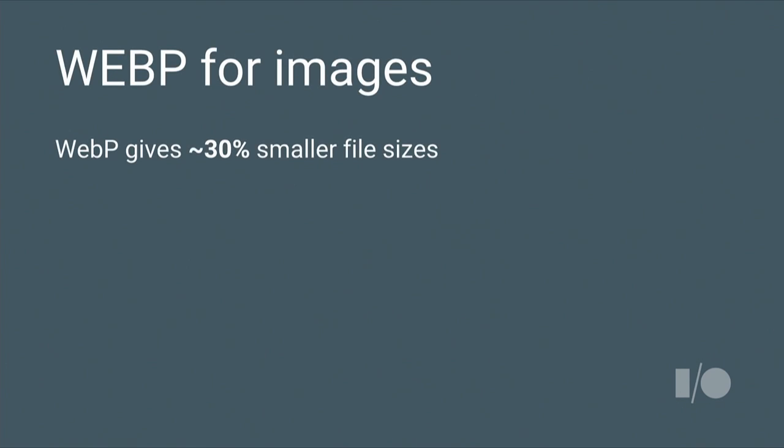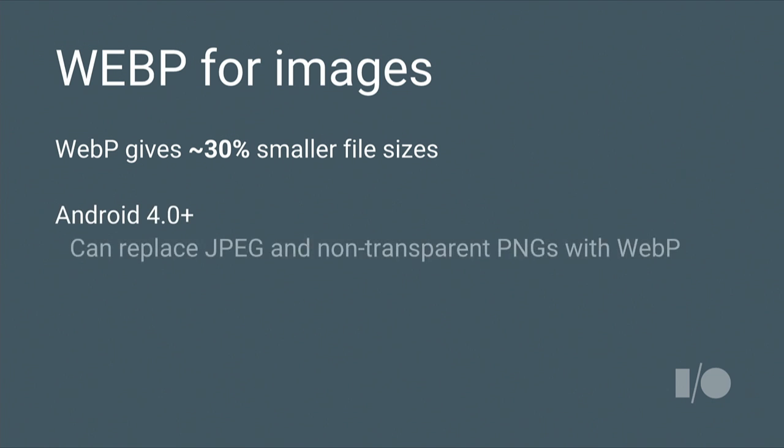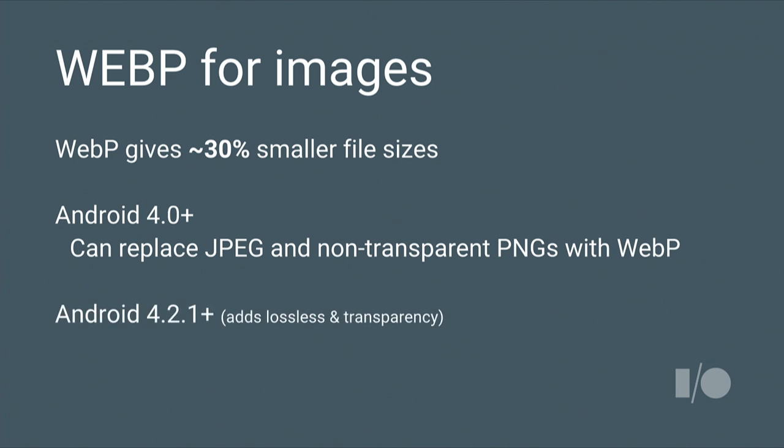WEBP is another image format developed at Google. It gives about 30% smaller image sizes than JPEGs, for example. And you can use WEBP for your images. Just remember one thing. Support for WEBP was added in Android 4.0, but only to replace JPEGs or PNG images with no transparency. That's because only Android 4.2.1 added support for new WEBP formats, including lossless and transparent.